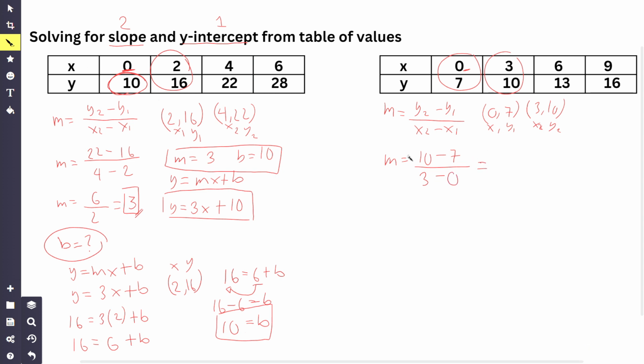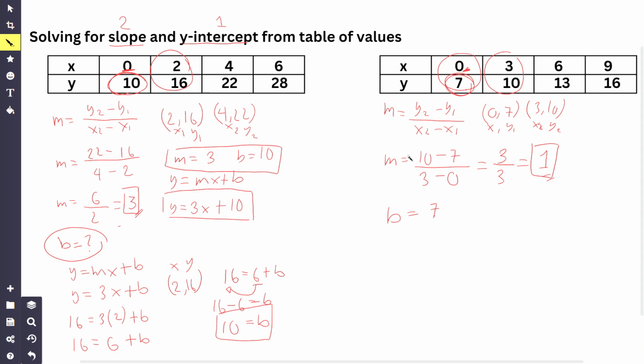So we now have 10 minus 7 is 3, over 3 minus 0 is 3. So that's why our m is 1, right? It's 1. So we're done already with our m. Now, again, you can use the long method from a while ago in solving for b. However, if there's a given here that has 0, just go to the other side and look for the y. That's automatically your y-intercept. So b is automatically 7. That's it.